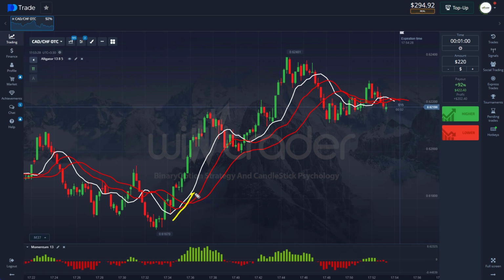Cross upwards and change color from red lines to green lines. Green histogram. Please pay attention to the example.